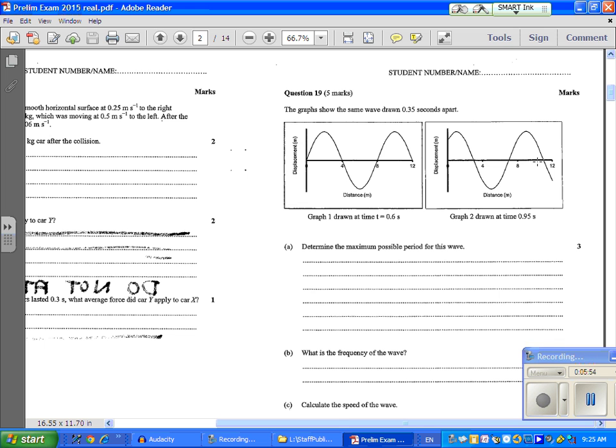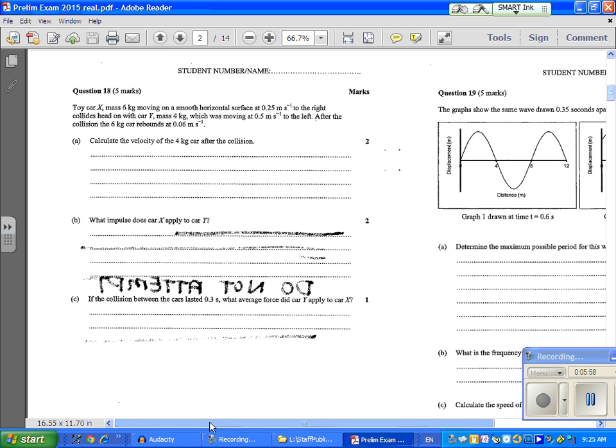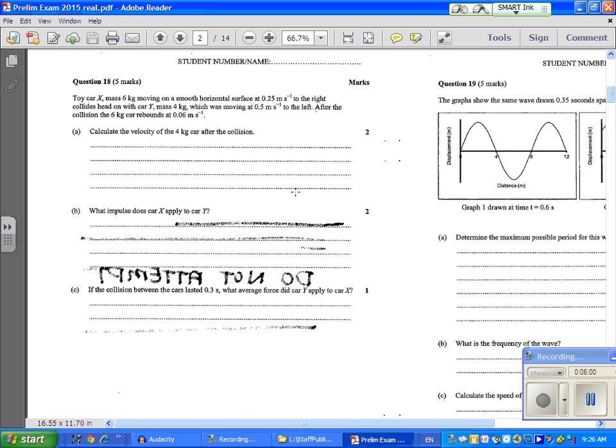Okay. This question. This one we got stuck on, before we get to that. Okay, question 18 here. Right, we'll need to move through this one and do the maths for you guys.